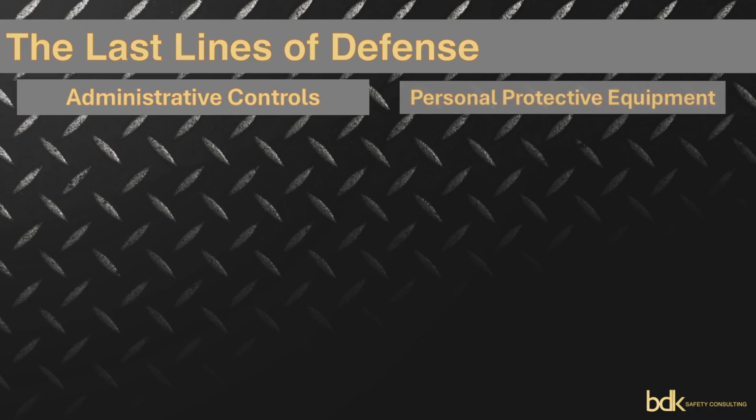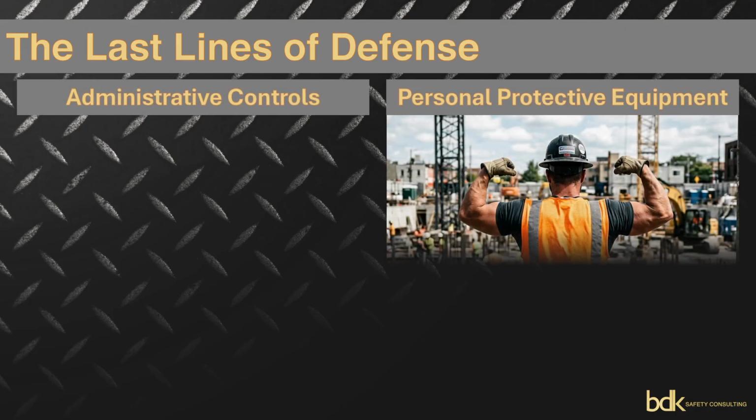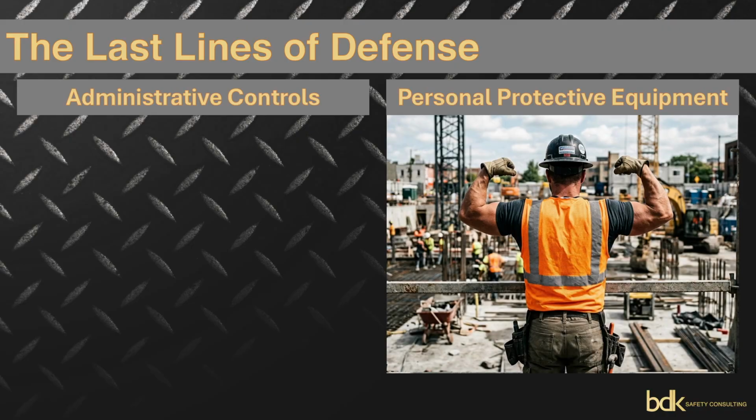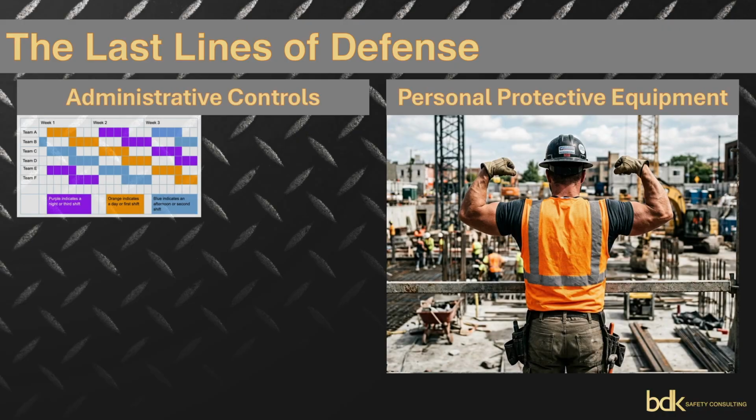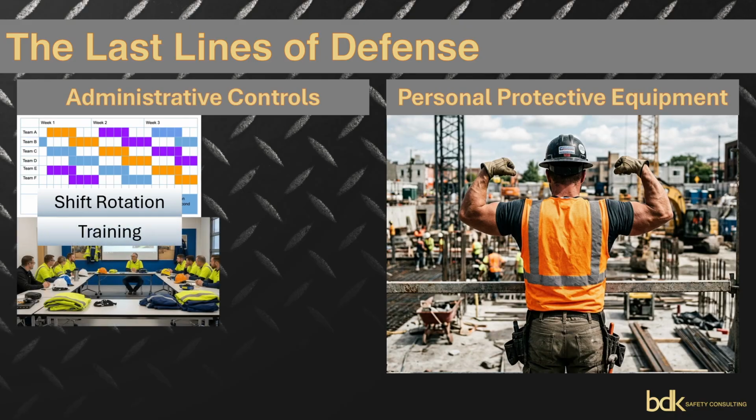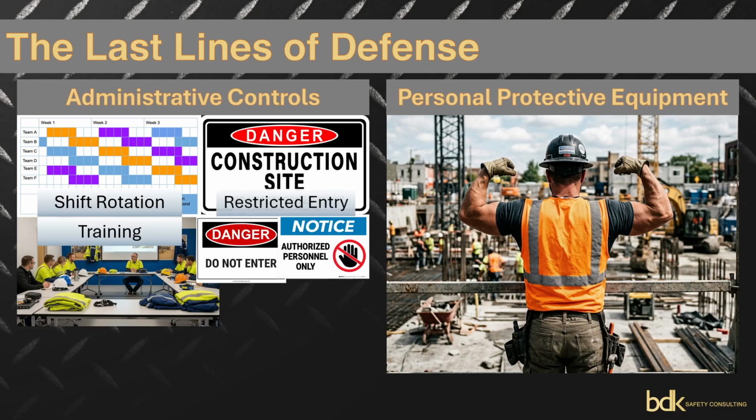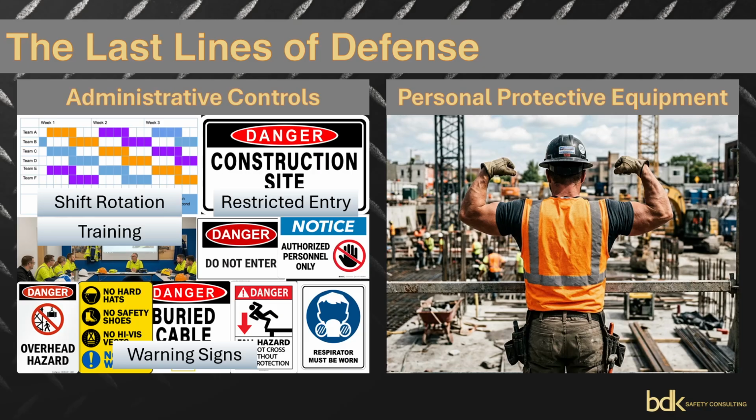Administrative and PPE controls are at the bottom of the list and are the least effective methods. Administrative controls are referred to as pre-contact controls because they are designed to limit the exposure to hazards through procedures, training, or changing the duration of the work. Signs are another administrative control. They are used to warn or inform workers of hazards present in their workplace.